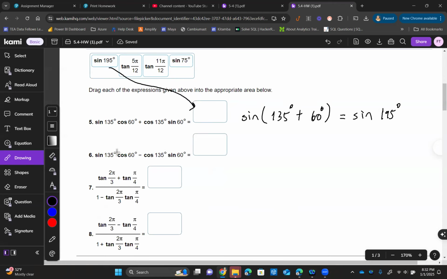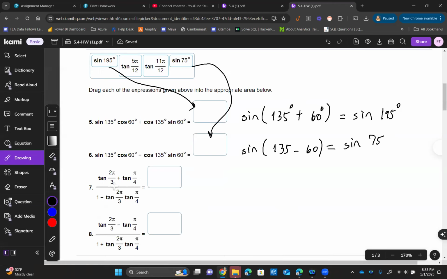For this one, the order is sine, cosine, and the sign is minus. So I know that this is still sine, and angle A is 135, angle B is 60. So this time it will be 135 minus 60. And 135 minus 60 is 75. So this will be the exact same thing as sine 75. So sine 75 will be copied here.